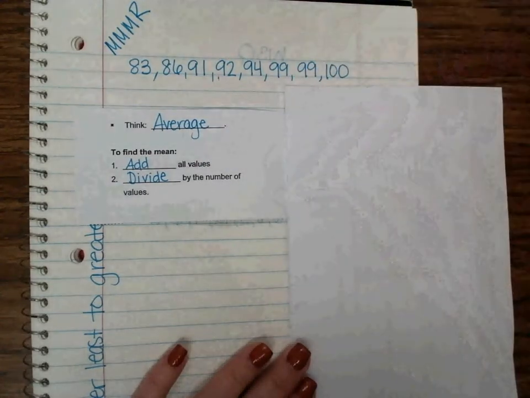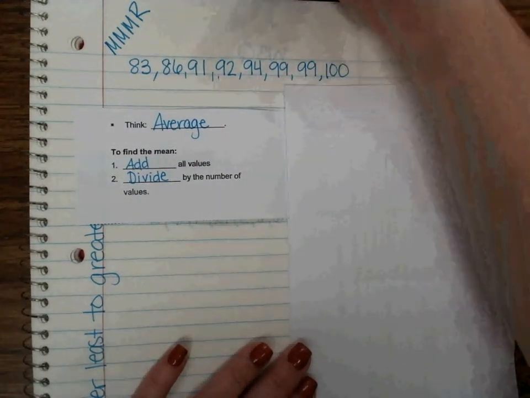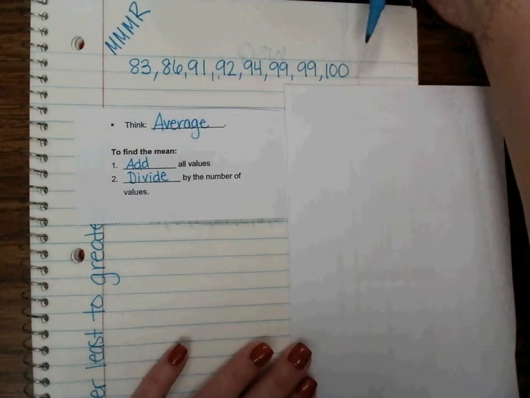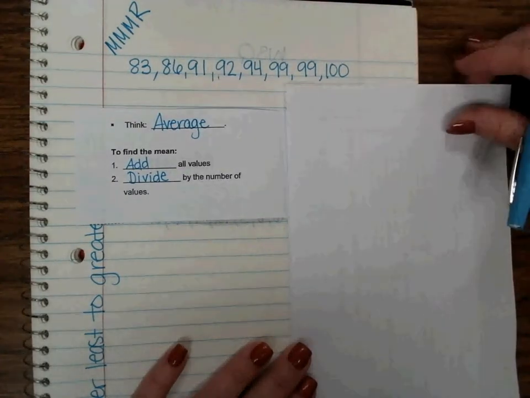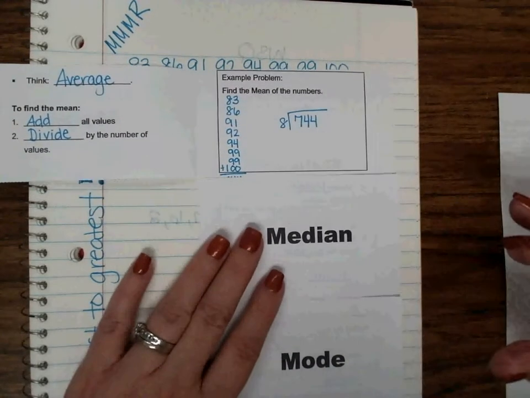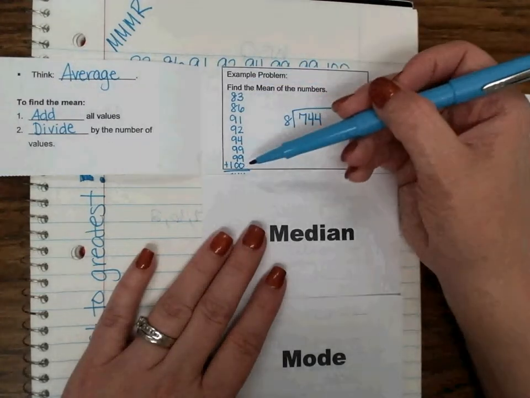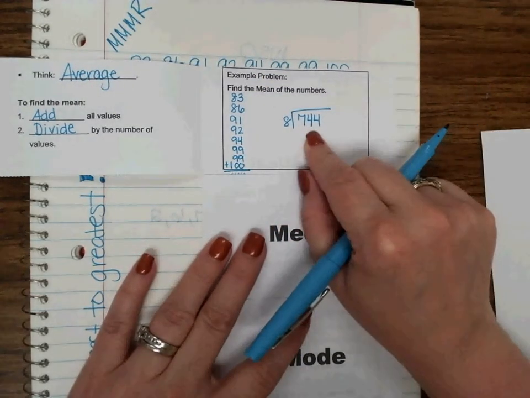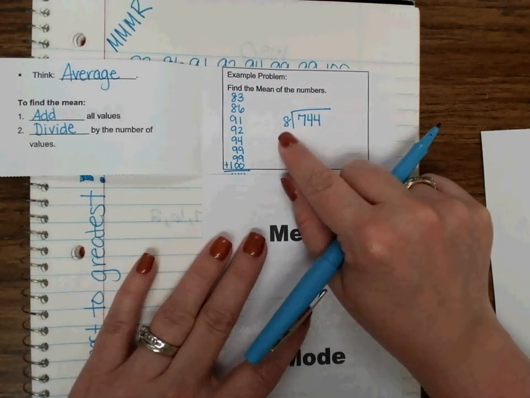So right now I can count. I have 1, 2, 3, 4, 5, 6, 7, 8. I have 8 values. So I'm going to add all 8 of those values together. Over here on the side, I would add all of these numbers up. When I added all these numbers up, I got 744. And I divide that 744 by 8 because there are 8 numbers.